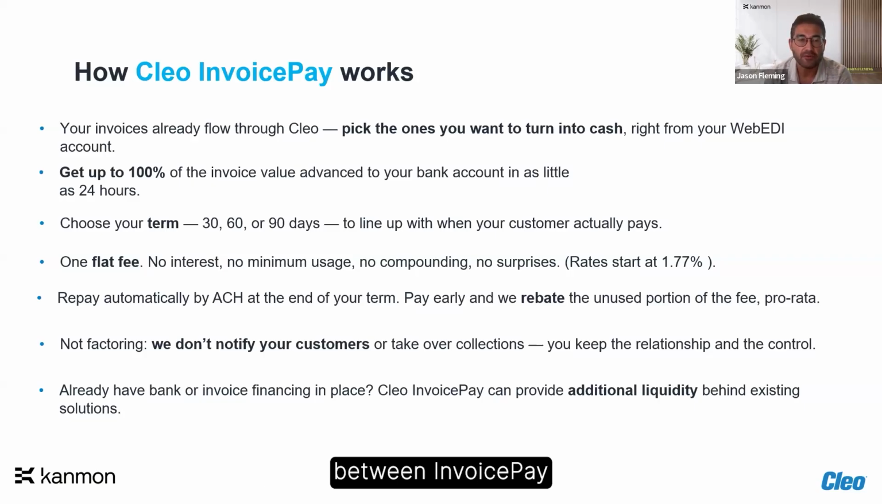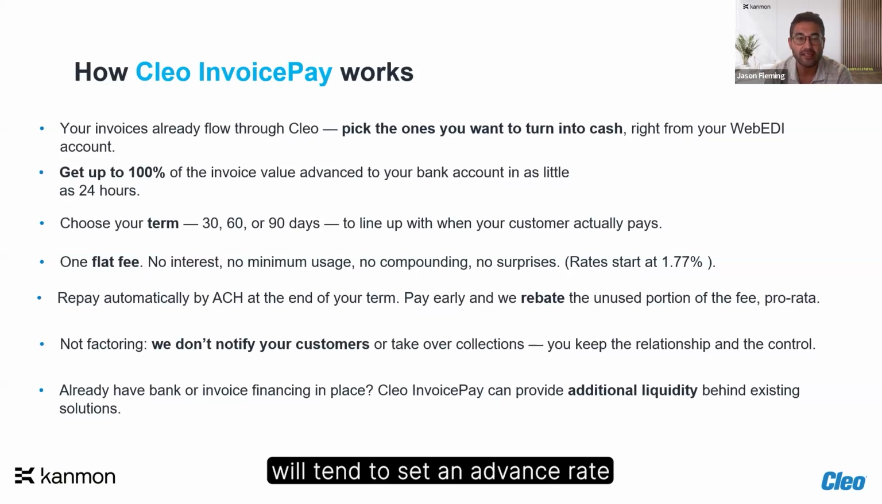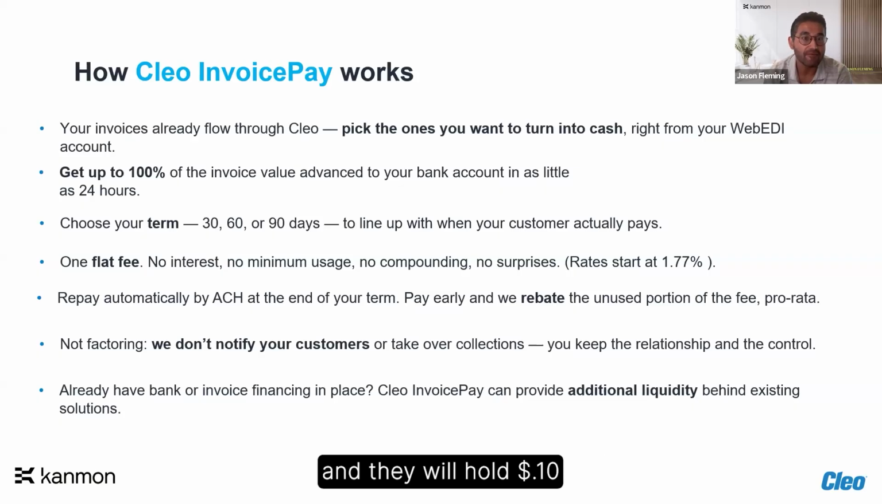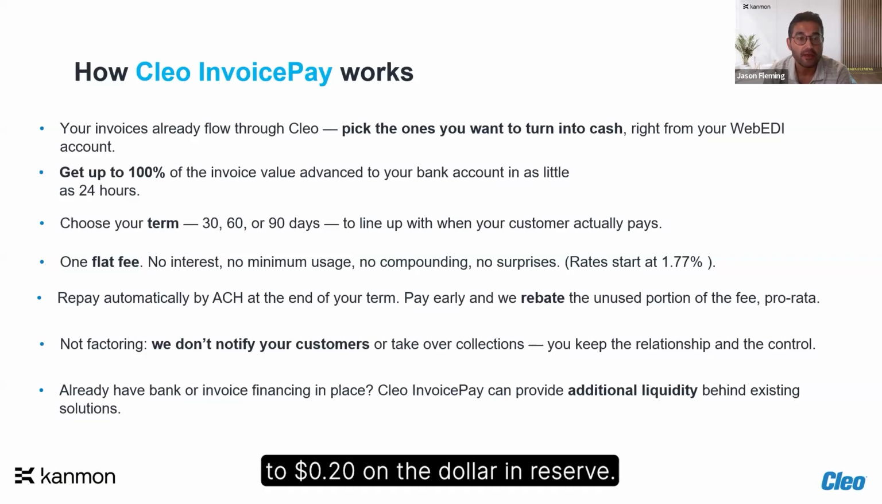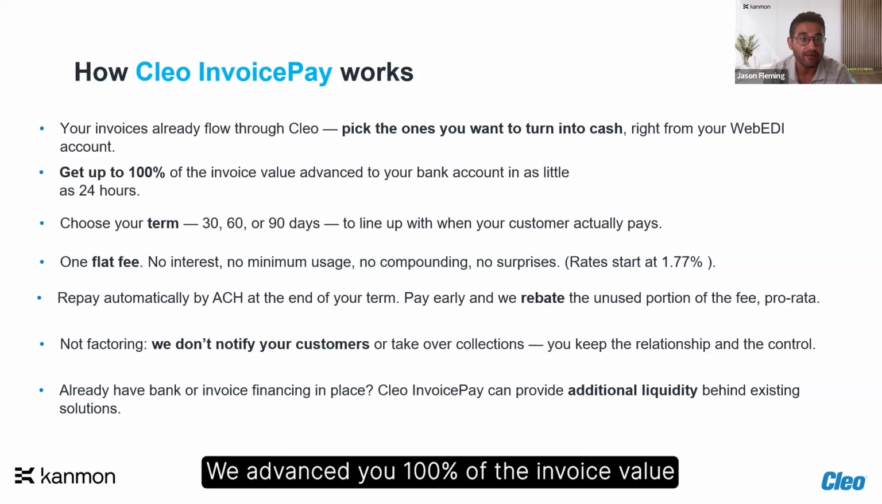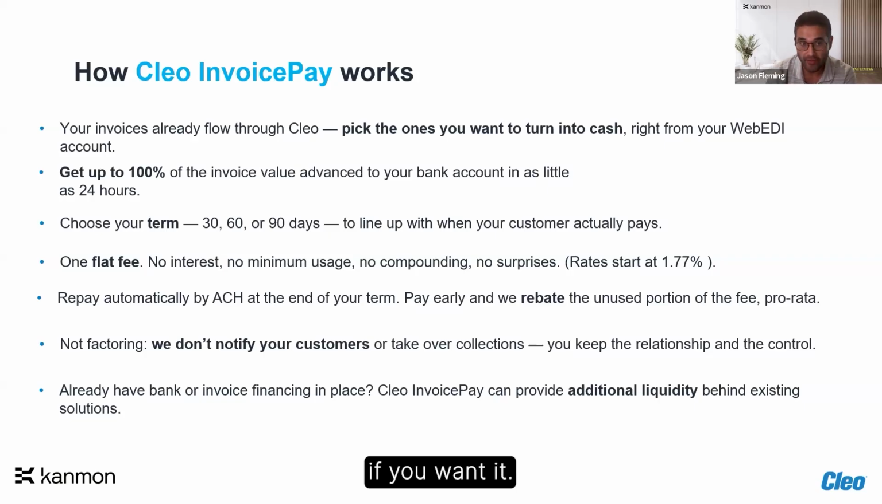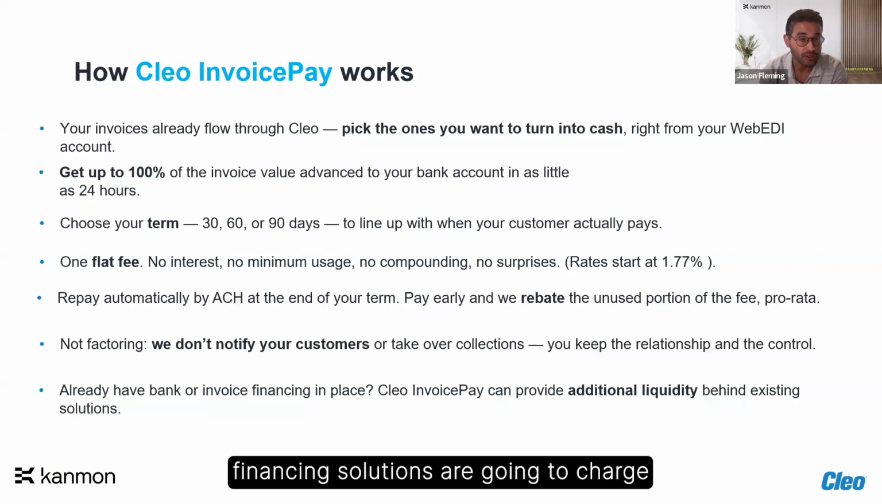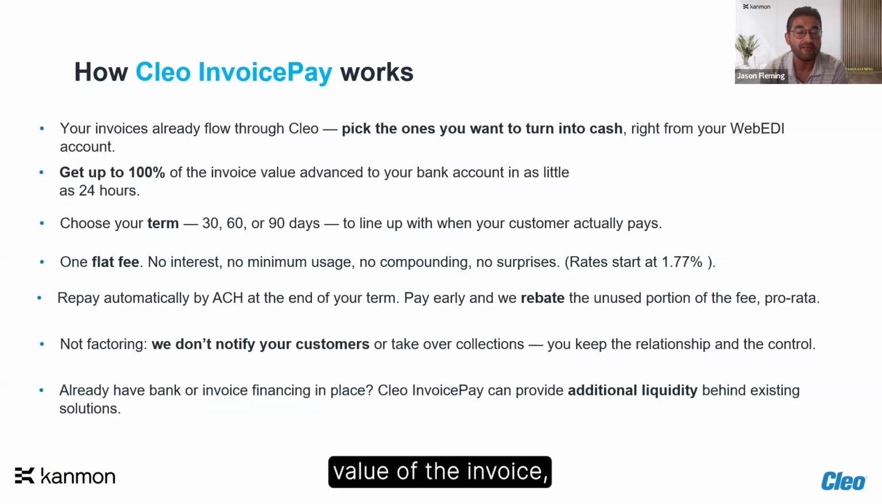And this is a very key difference between InvoicePay and most traditional invoice financing solutions, where those companies will tend to set an advance rate that's lower than 100%, almost always. Usually it's typically between 80 and 90%, and they will hold 10 to 20 cents on the dollar in reserve. We don't have that problem. We advance you 100% of the invoice value if you want it. So there's no reserve being built, and you have the flexibility to draw what you need. Typically, these other invoice financing solutions are going to charge you fees on the face value of the invoice, not the amount of capital that you actually deploy. That's very, very different from the way InvoicePay is set up.